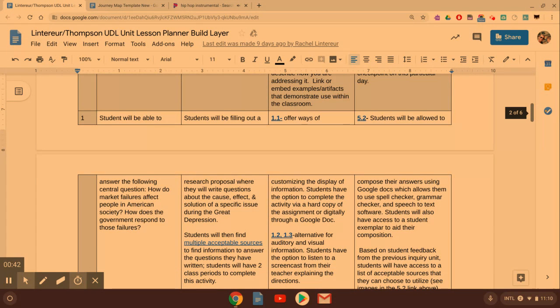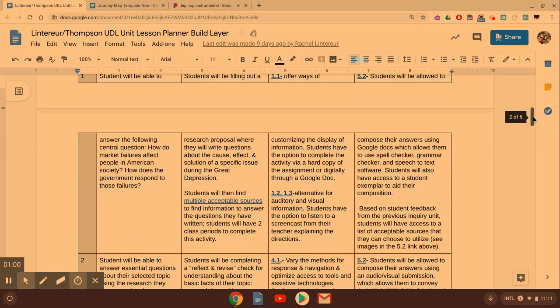We run an inquiry based classroom in freshman US history, and we always start, as you can see with point one, with central questions. And we always have some kind of a process where students are required to answer central questions. And so that for sure was going to be one of the spots on my journey map.